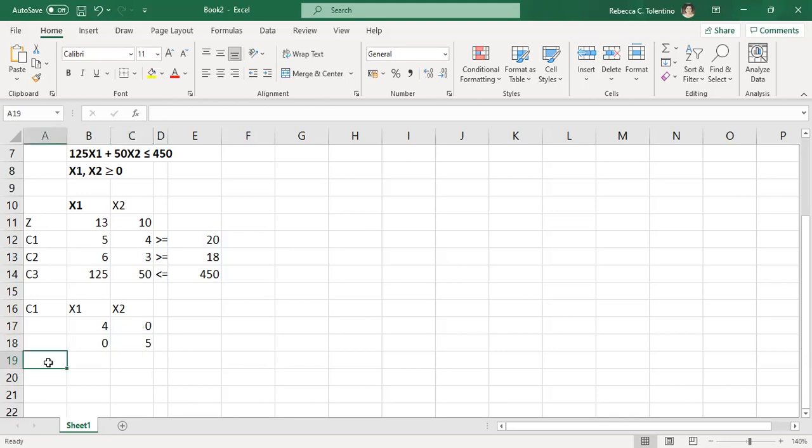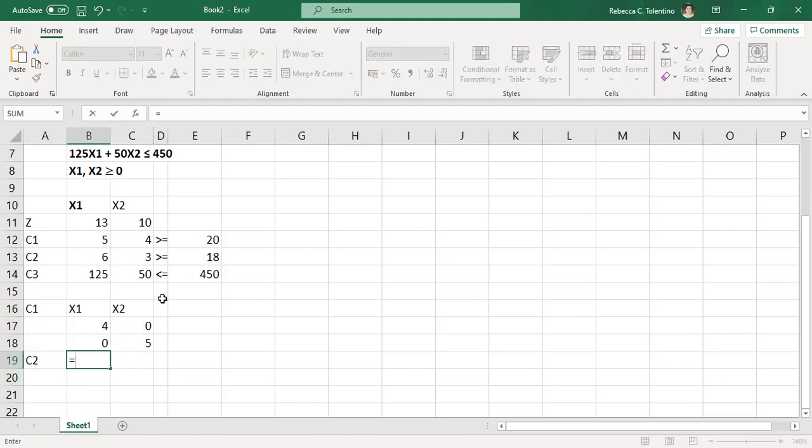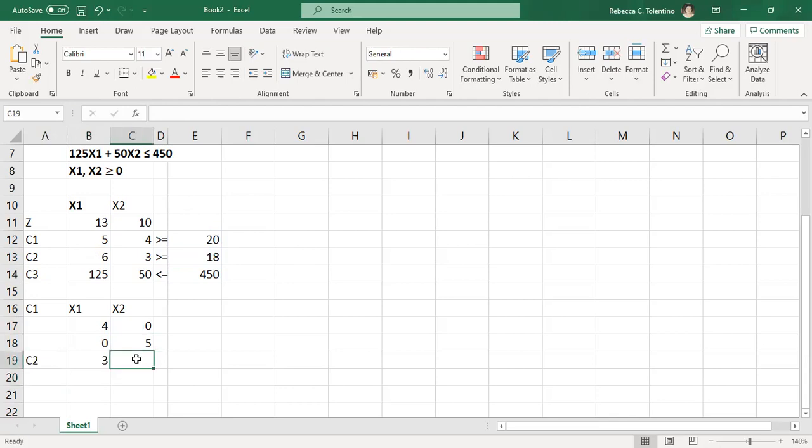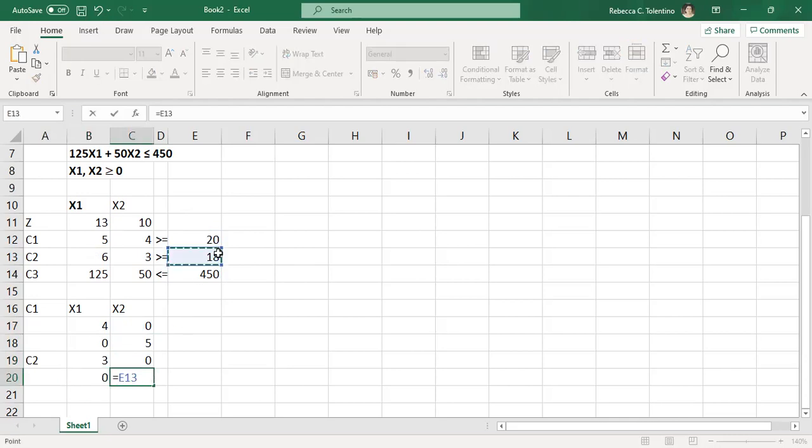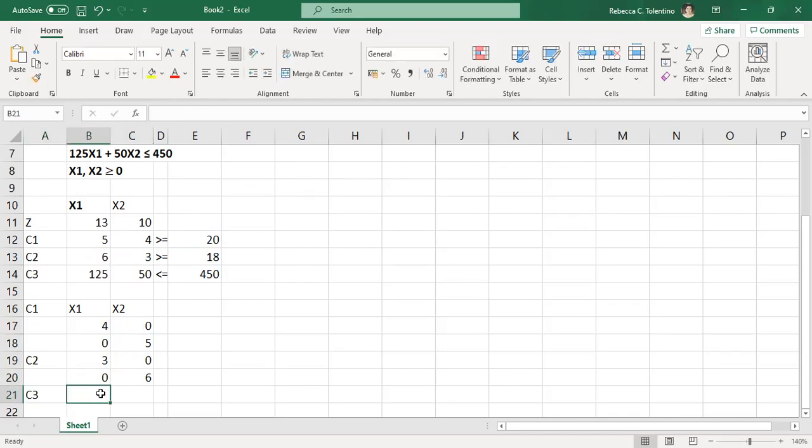We will do the same for C2. First, we divide 18 by the numerical coefficient of x1, and the corresponding x2 value is 0. When we set x1 equal to 0, this time we will divide 18 by 3. Then for the last constraint, C3, it's going to be 450 divided by 125.